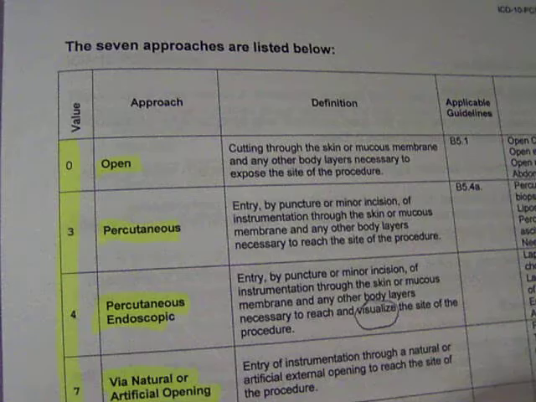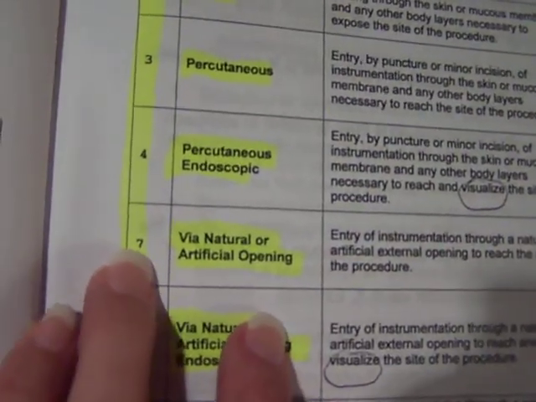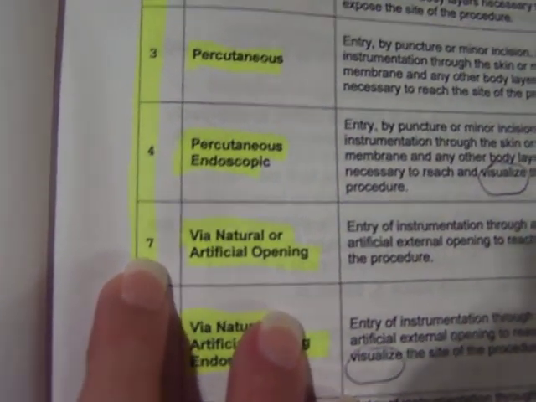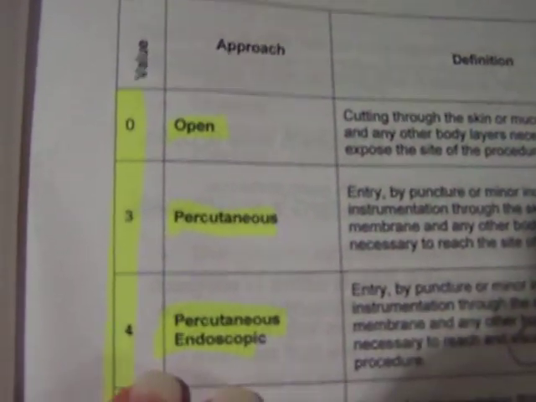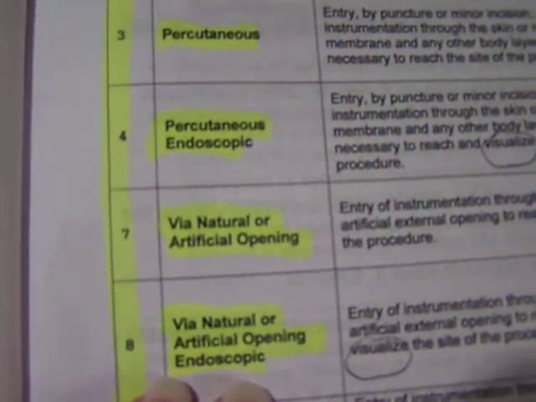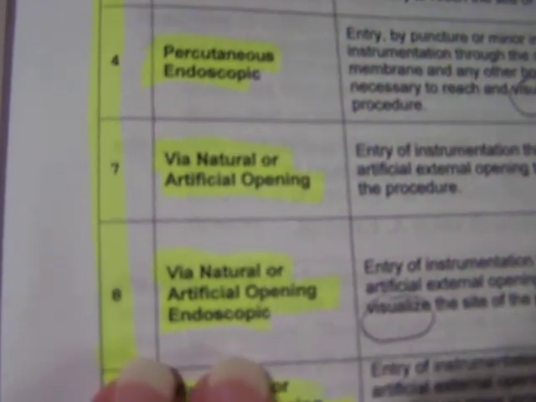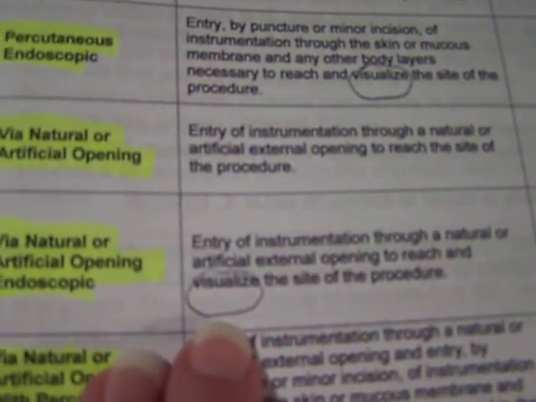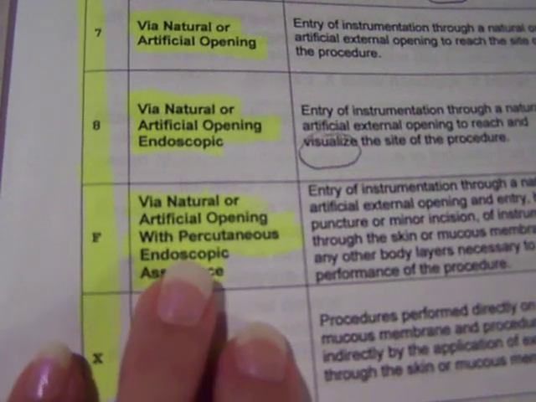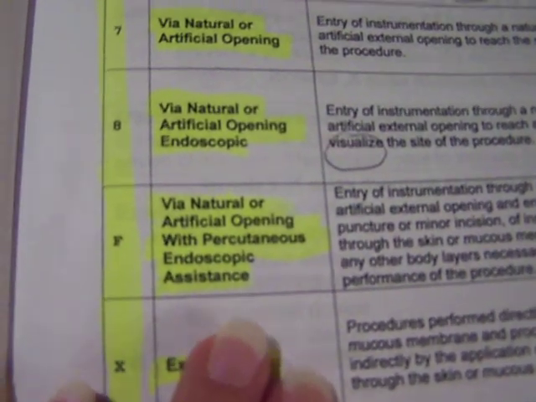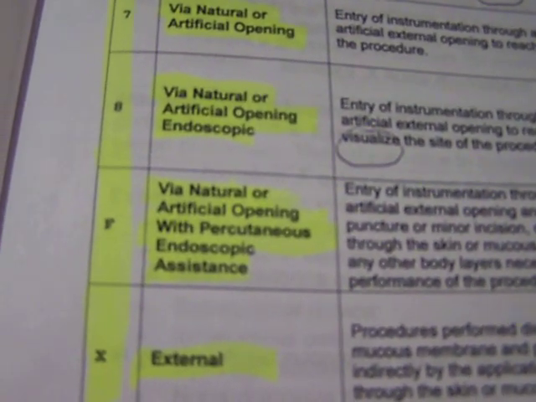So in our fifth digit, if we had something that was done via a natural or artificial opening, our value for that character would be 7. So we can have open, percutaneous endoscopic, via a natural or artificial opening, via a natural or artificial opening endoscopic. When we say endoscopic, that means that we are visualizing something through a scope. Via natural or artificial opening with percutaneous endoscopic assistance. And then we have external procedures. So that takes care of our fifth one.